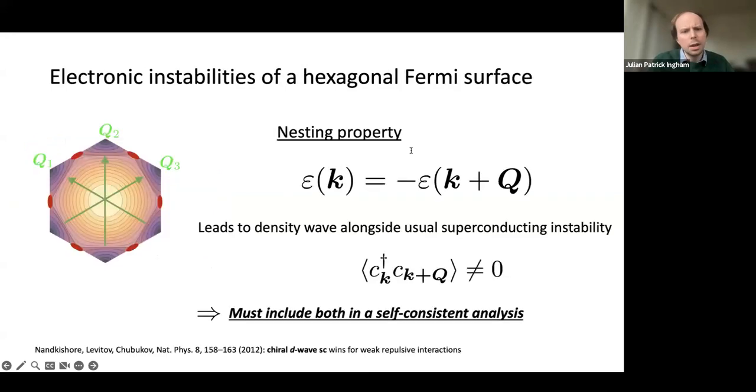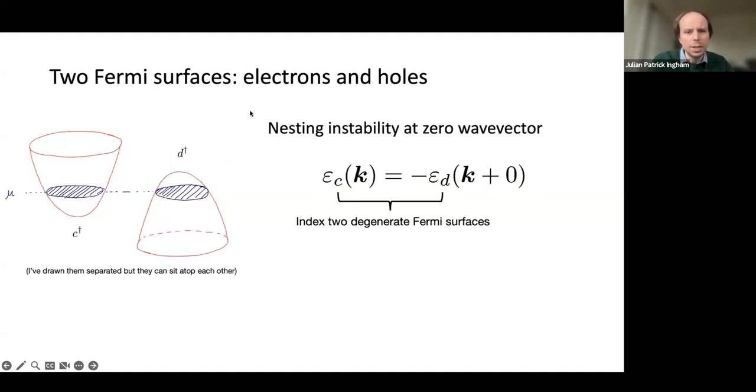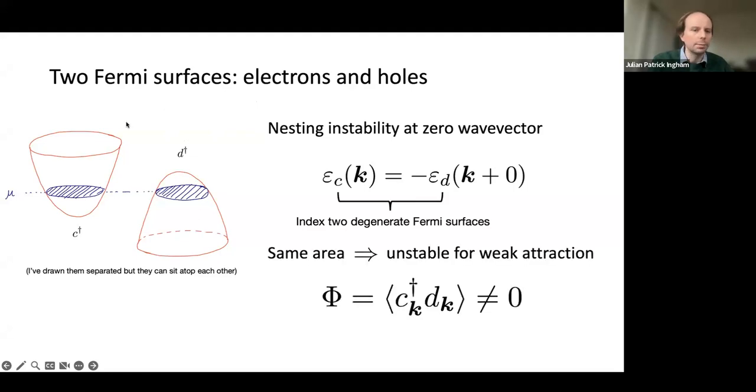When we look at our nesting property from the previous slide, we have E of the electron as minus E of the hole. I can set Q to 0 and then add to this dispersion an orbital index or a Fermi surface index. I can call one of these Fermi surfaces C and the other D. If E of C is minus E of D, then even though I'm considering a zero wave vector combination of electrons and holes, I still have this nesting effect from the previous slide. But it's nesting between different Fermi surfaces at zero wave vector.